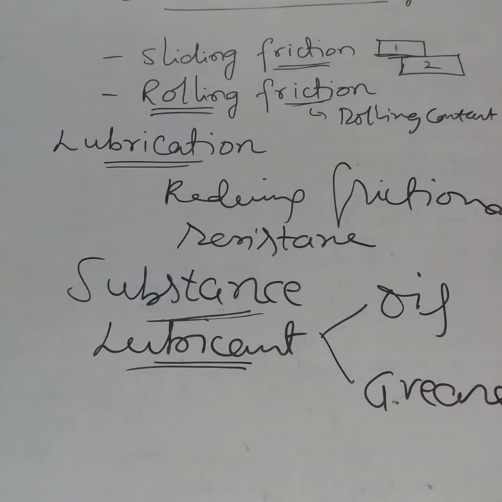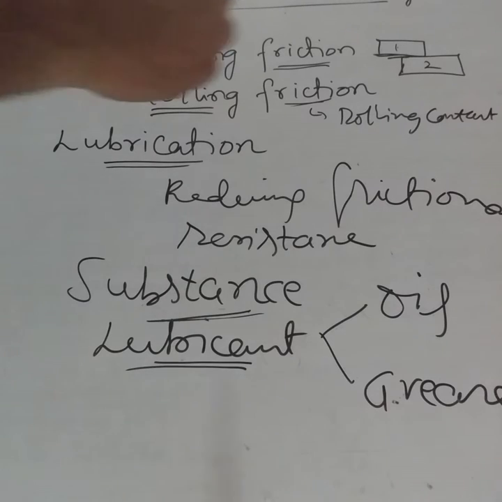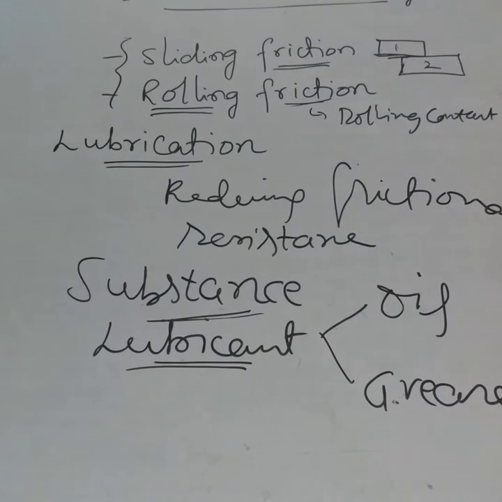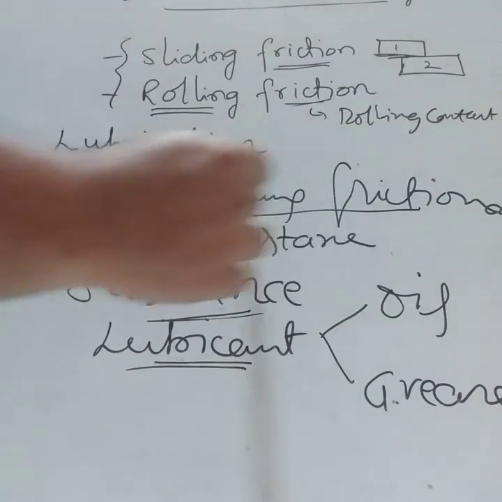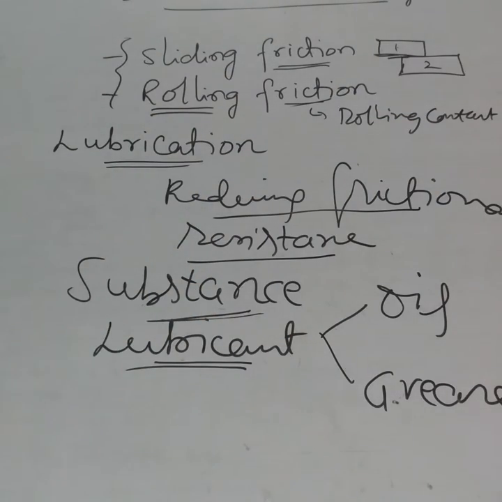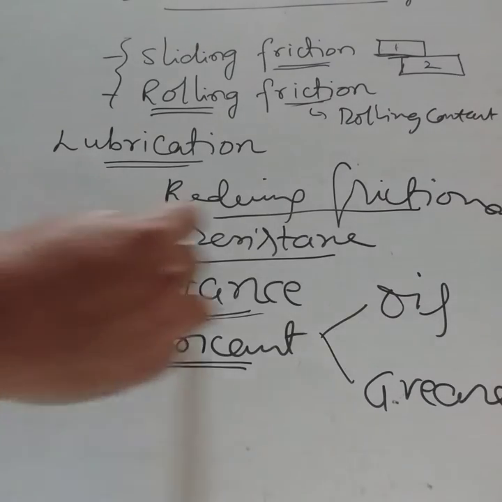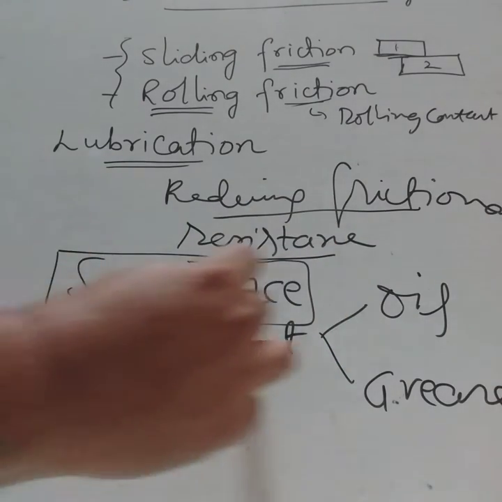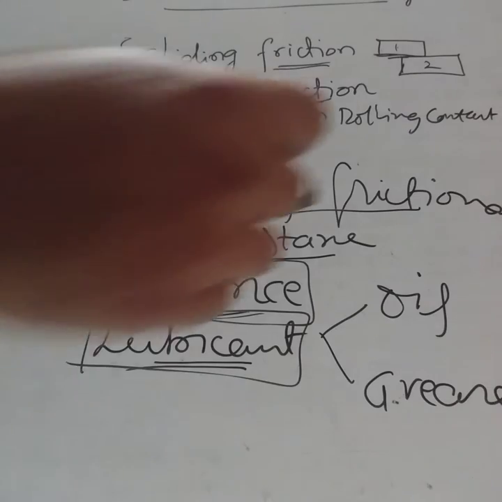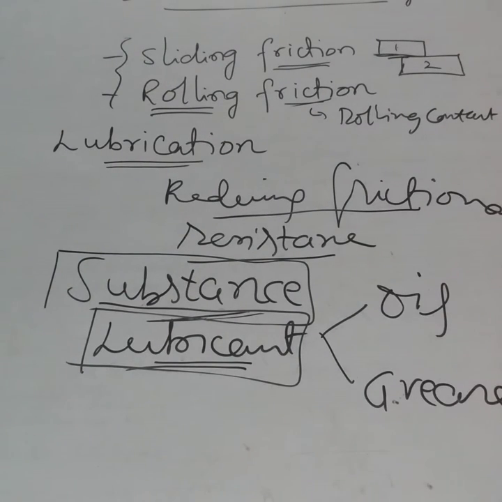So we have basically two types of friction. One is sliding friction and another is rolling friction. Lubrication is the art of reducing the frictional resistance between the parts. To reduce friction between the parts, we use a substance, and this substance is called a lubricant. Lubricant can be oils or greases.